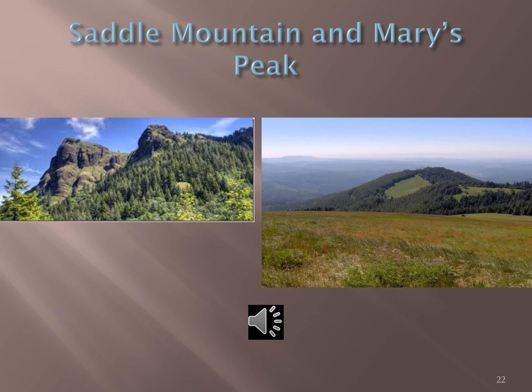Two of the most beautiful peaks in the Coast Range are Saddle Mountain and Mary's Peak. East of Seaside, Oregon, the twin peaks of Saddle Mountain are composed of Columbia River basalts. The highest mountain in the Coast Range is Mary's Peak. It is composed of Siletz basalt, a part of the Siletz terrane, marine plate, that was thrusted upward due to compression.